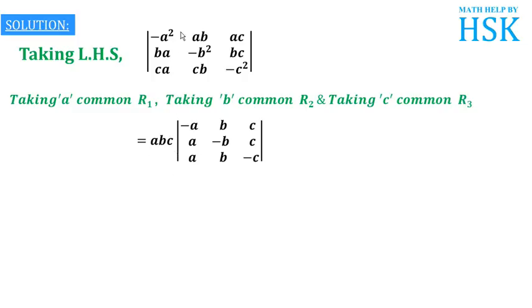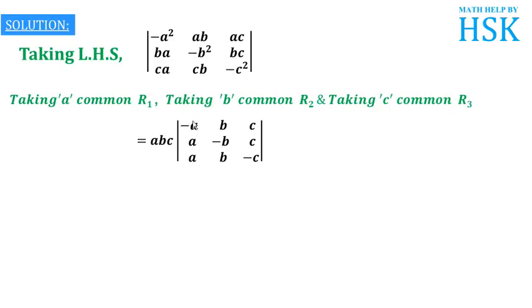From a square, on taking a common, I'm going to get a. From ab, if I take a common, I'm going to get b. From ac, if I take a common, I'm going to get c. From ba, if I take b common, I'm going to get a. From minus b square, I'm going to get minus b, and so on. Okay, so this is how I've taken a, b, c common from the determinant, right?